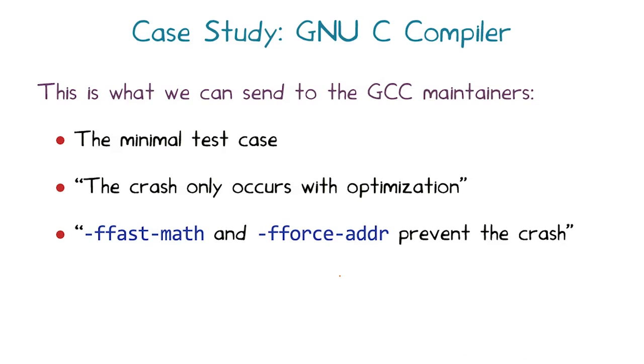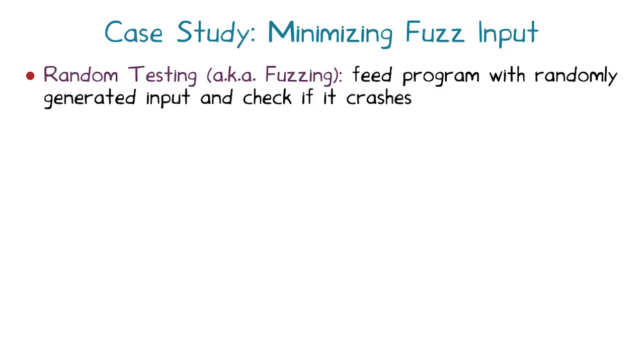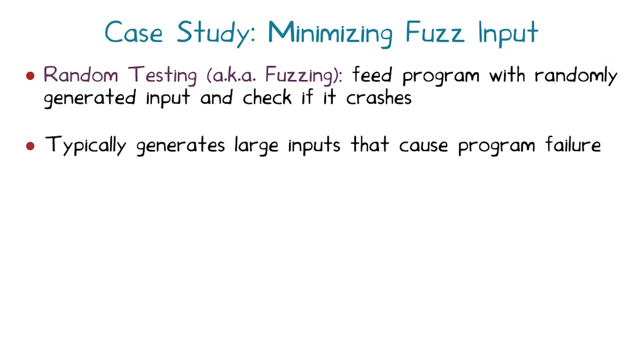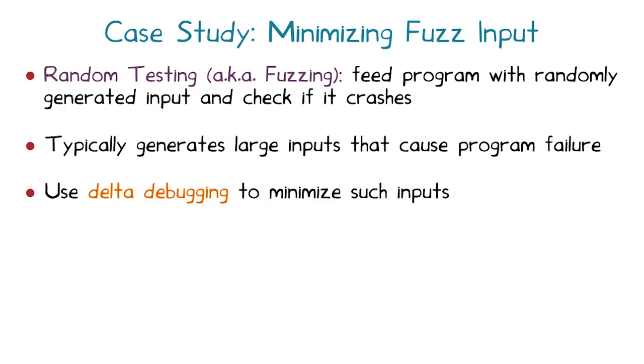Another application of delta debugging is in the minimization of fuzz input, in which a program is fed with randomly generated inputs and observed to see if it crashes. Typically, the failure-inducing inputs found by fuzzing are large. Delta debugging can be used to reduce such inputs down to smaller inputs, causing the same mode of failure.